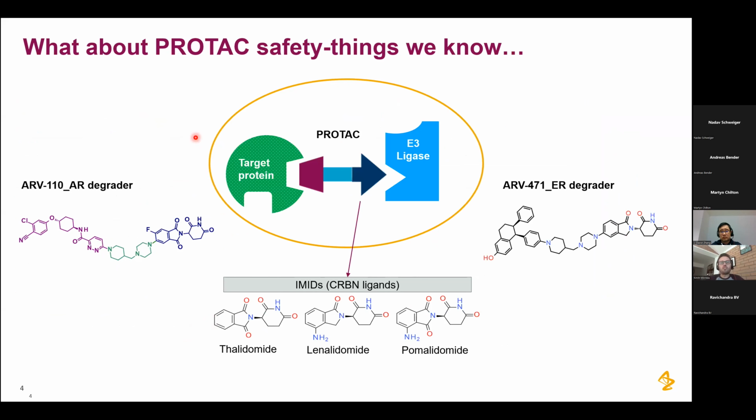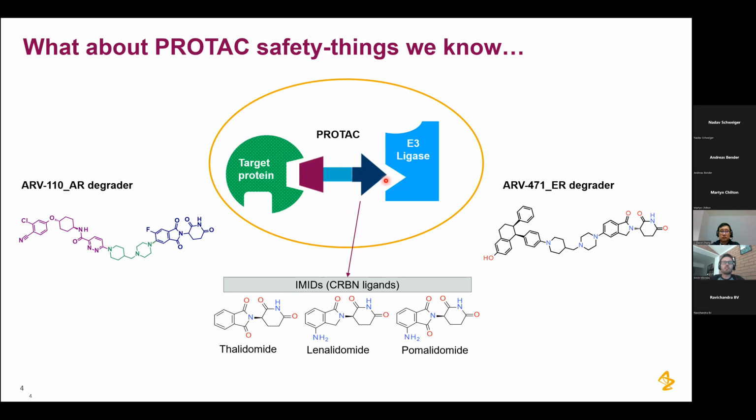So what about PROTAC safety? So far, what's been reported from the companies that are in clinics is that the compounds are well tolerated, but it doesn't mean that there are no safety liabilities, and I will introduce some of these in my talk. What we know is that there could be safety liabilities associated with some of the chemistry used to bind the E3 ligase, which is represented here. Again, the PROTAC has 3 parts: a binder to the E3 ligase, which is here, a binder to your target protein, and the linker region.